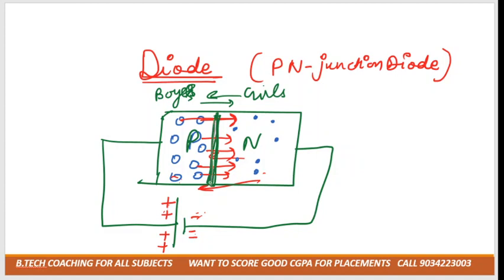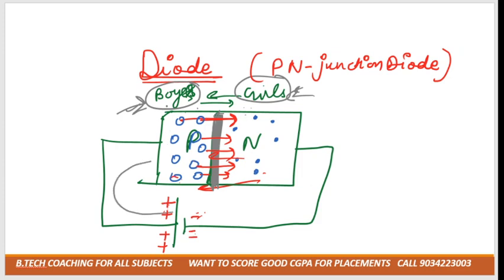See, to remove this barrier, we have to provide energy to the boys as well as to the girls to break this wall. This is a kind of wall. We have to provide energy to the boys and energy to the girls, then only can they break the wall. If we don't provide energy to boys and girls, they can't break the wall. So here we are providing energy.